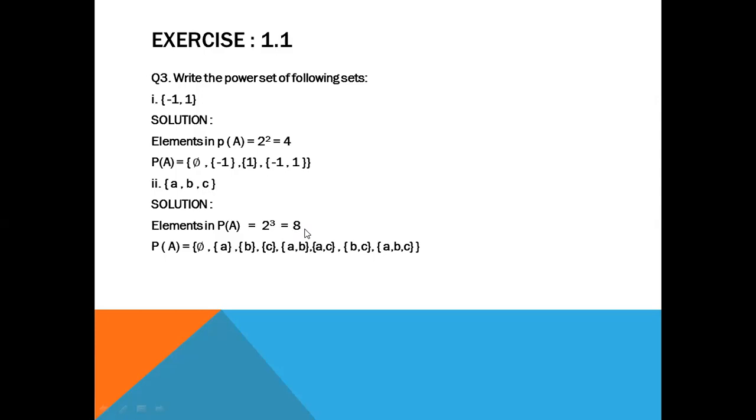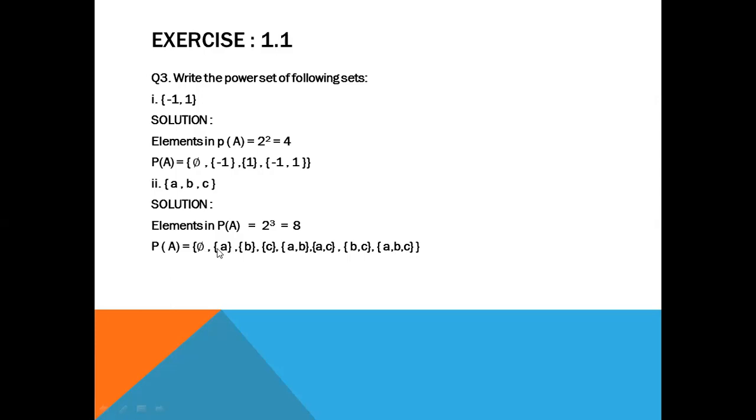We start, first set will be the null, then singleton A, singleton B, singleton C, then the turn of 2 elements: A, B, A, C, B, C. Now at the end we take all the elements at a time: A, B, C. Again we check whether there are 8 elements or not.